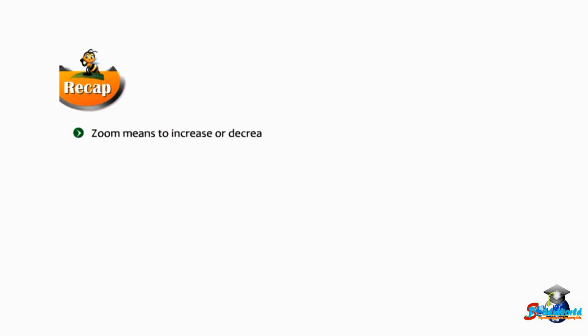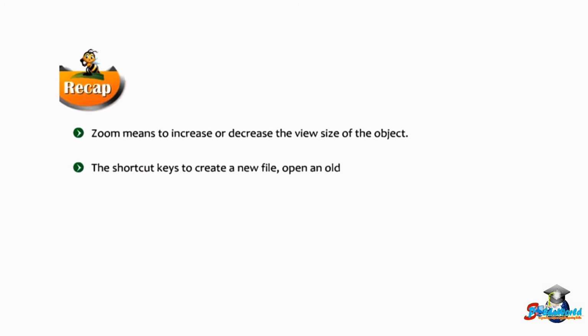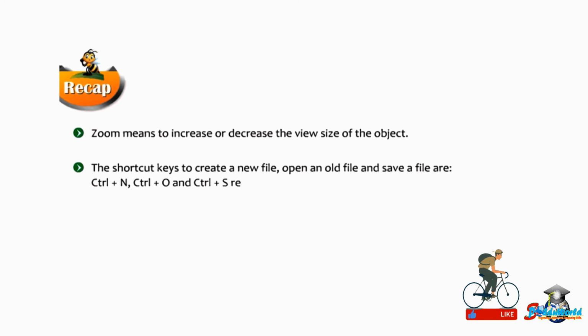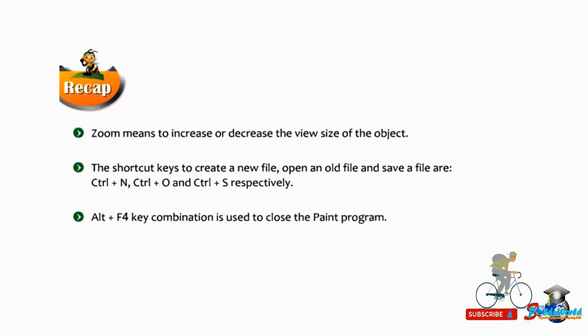Zoom means to increase or decrease the view size of the object. The shortcut keys to create a new file, open an old file and save a file are Ctrl plus N, Ctrl plus O and Ctrl plus S respectively. Alt plus F4 key combination is used to close the PAINT program.